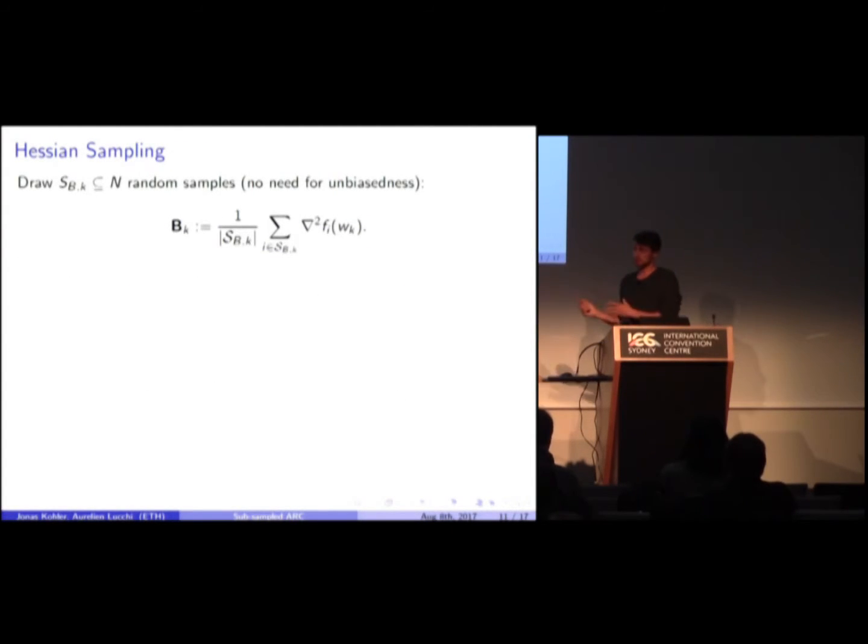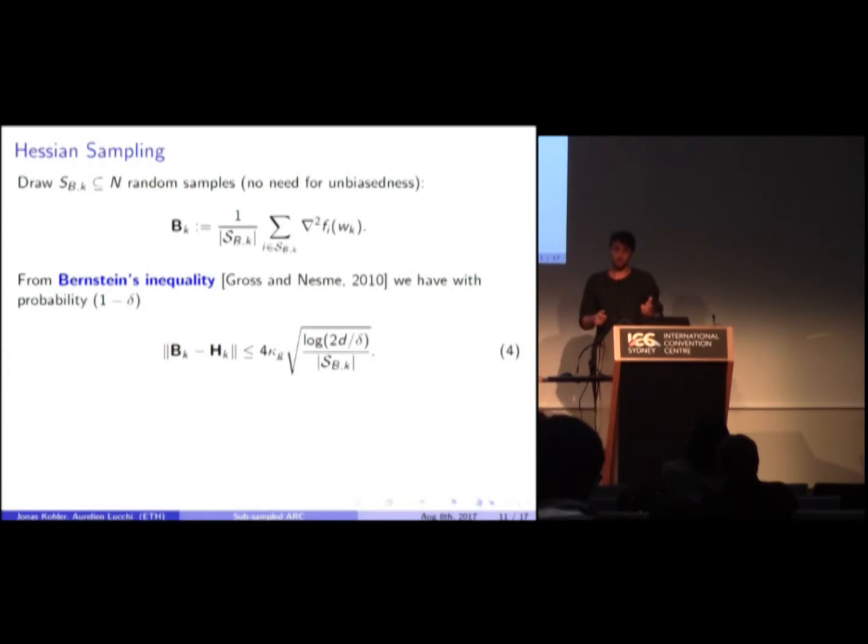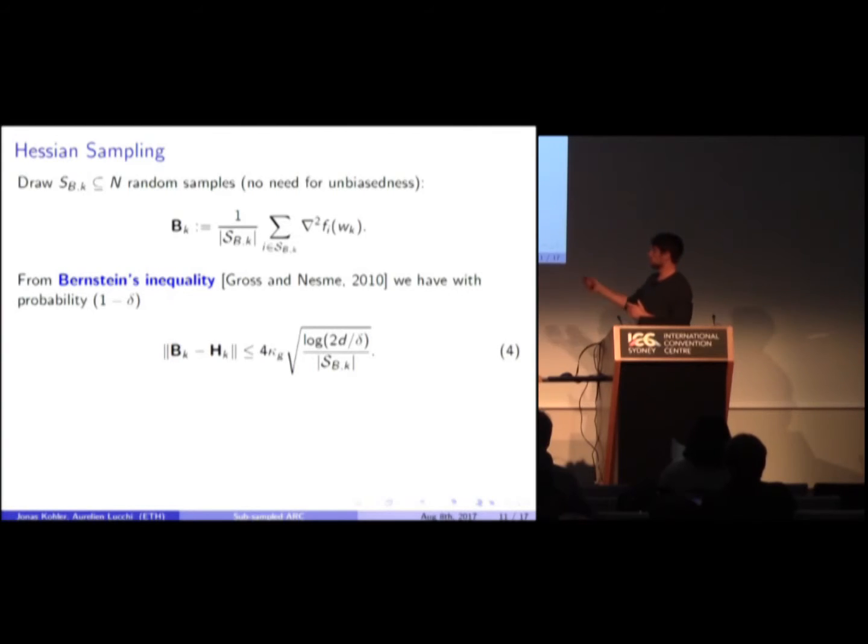The Hessian sampling, I'll present this one, but the gradient one works basically the same. You don't need unbiasedness for our framework, so you could do importance sampling or whatever you want here. You just average the individual Hessians out, and then we use a concentration inequality called Bernstein's inequality that says that with high probability, the error that we make is going to be in this range here.